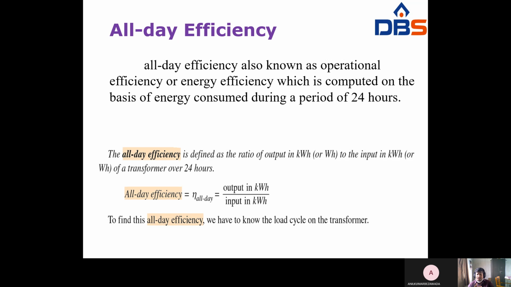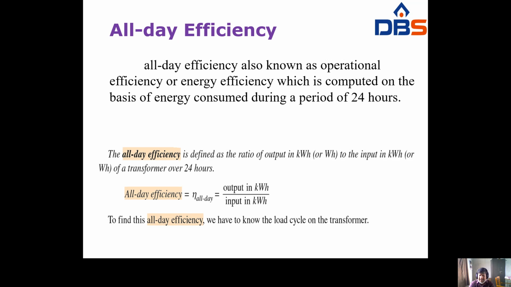All day efficiency is also known as operational efficiency or energy efficiency, and it is determined on the basis of energy consumption during a period of 24 hours only. Therefore, the all day efficiency is defined as the ratio of output in kilowatt hour to the input in kilowatt hour of a transformer over a period of 24 hours. All day efficiency equals output in kilowatt hour by input in kilowatt hour.